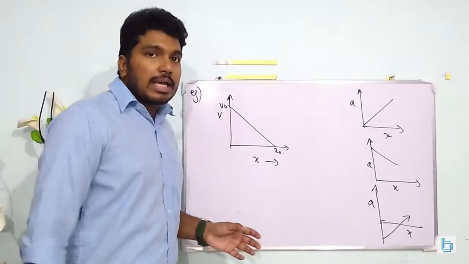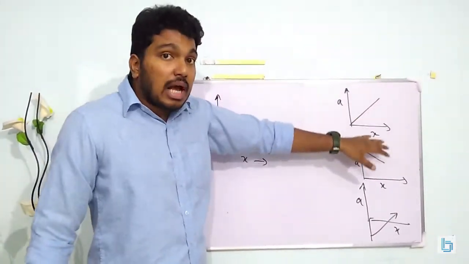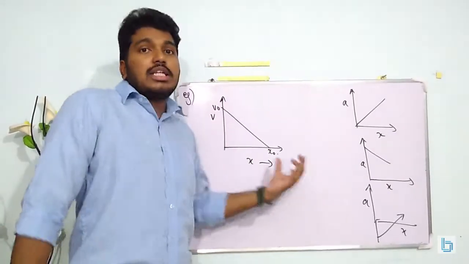Or how do you identify the acceleration displacement graph from the given velocity displacement graph?